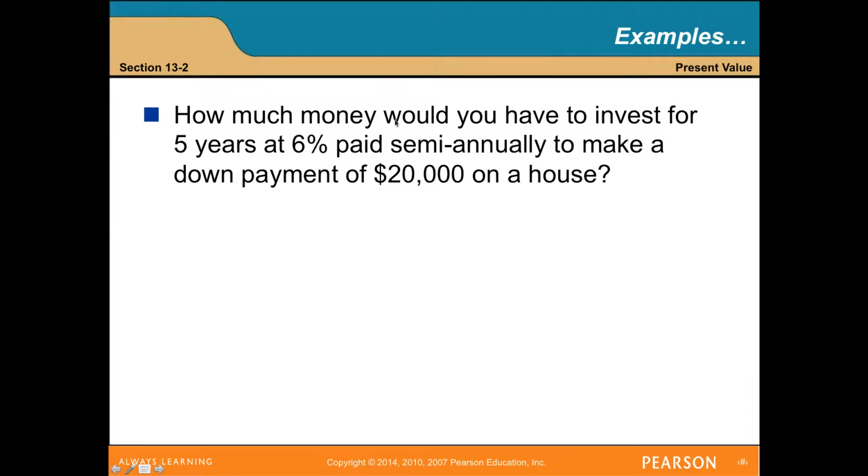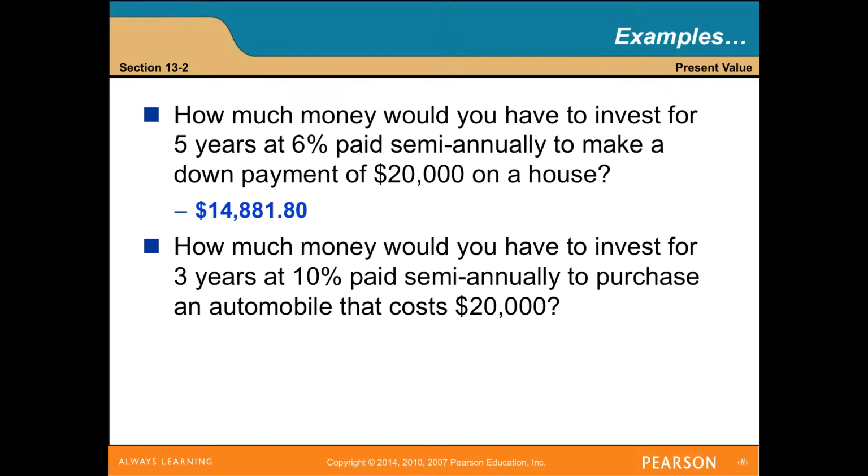Another example, how much money would you have to invest for 5 years at 6% paid semi-annually to make a down payment of $20,000 on a house? And when you work that out, you get $14,881.80. How much money would you have to invest for 3 years at 10% paid semi-annually to purchase an automobile that costs $20,000? And if you'd like to pause the video to work this out, you can. The answer is $14,924.40.